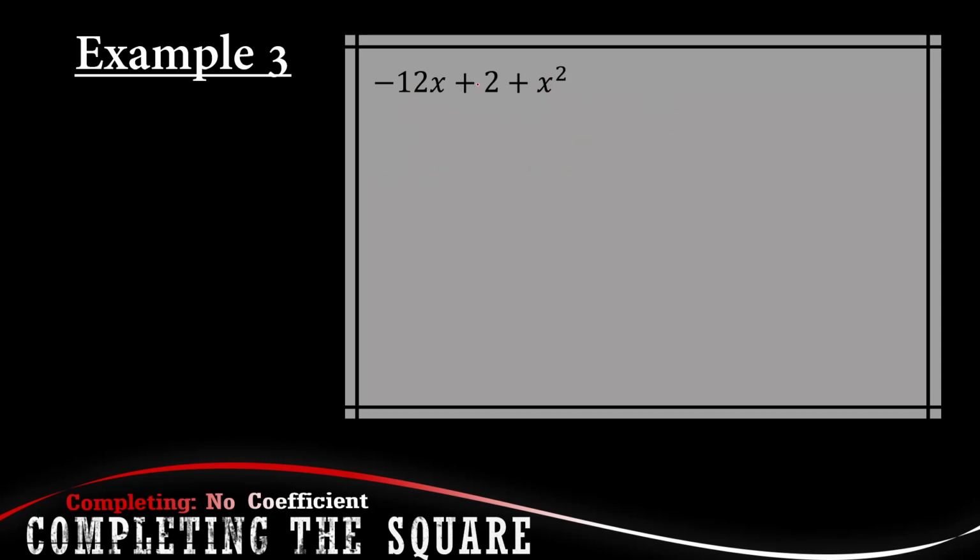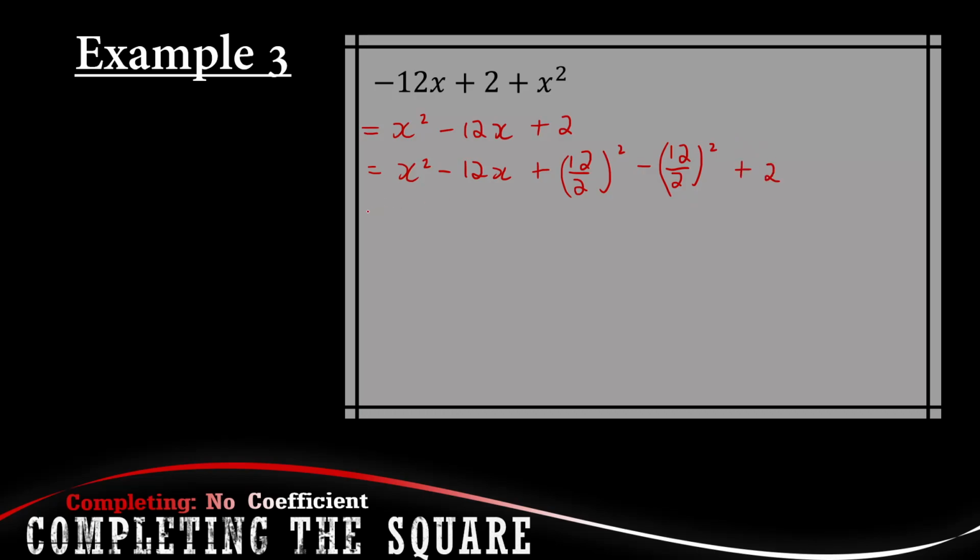Okay, and then for example 3, in this case we can see that the expression isn't in its standard form, so we have to rearrange the terms first before we go ahead and do completing the square. So x squared, then the term that contains x, and then the constant. So we rewrite the first two terms, and we say plus 12 over 2 squared, and subtract 12 over 2 squared, and then plus 2.